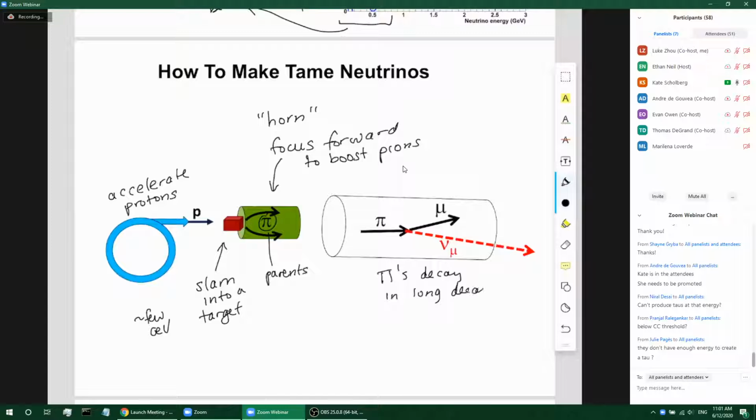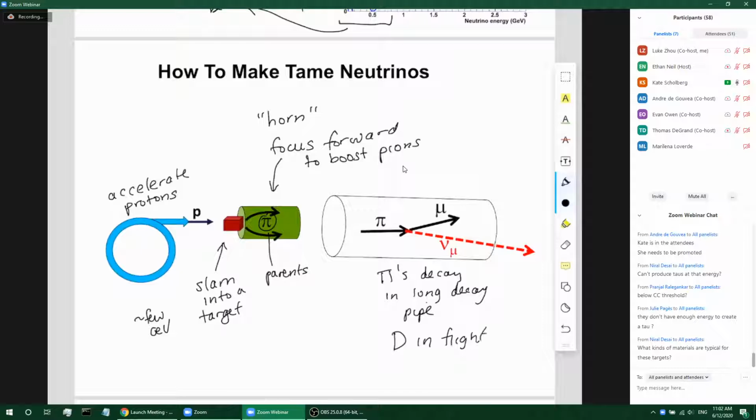This will typically be evacuated or have some very light material like helium in it so that the pions are not crashing into things too much. They just decay in flight. And they are boosted forward, and that is what sends the neutrinos off in a beam.